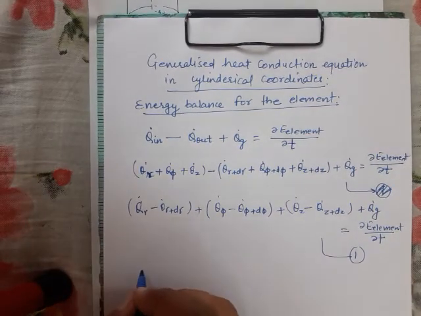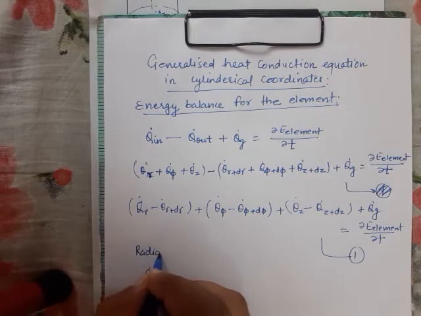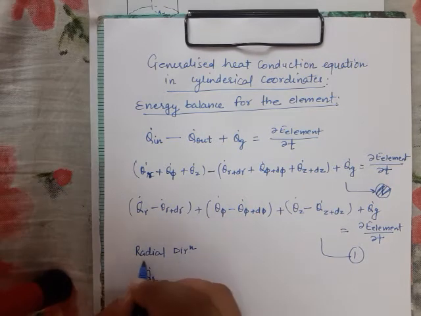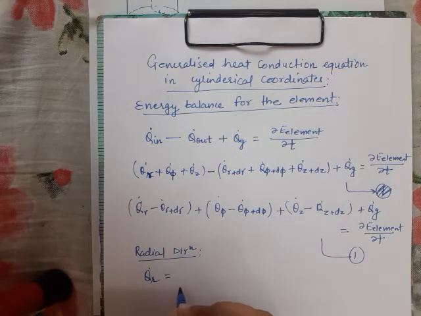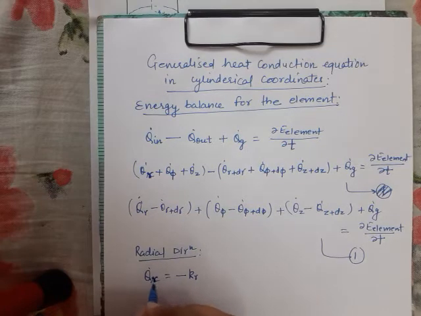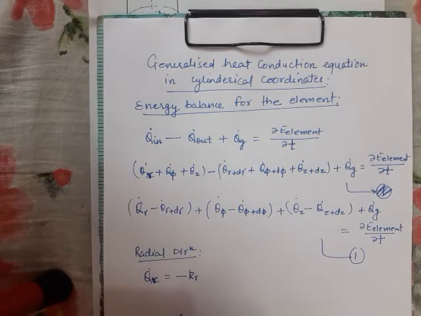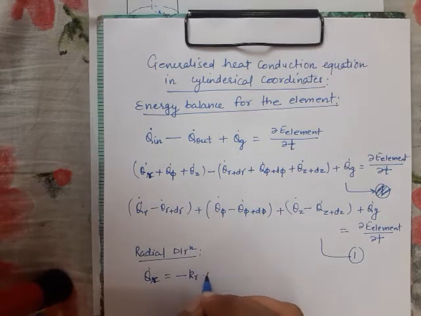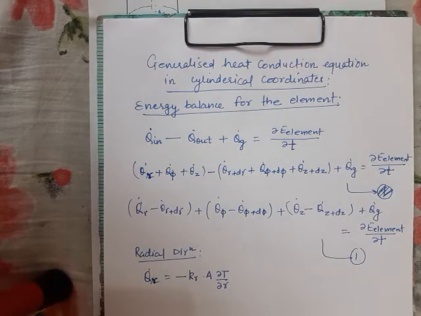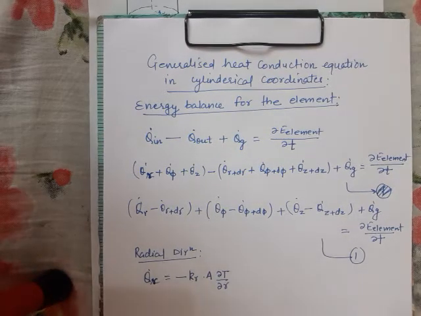Now let's consider Q dot R, taking the radial direction. From Fourier's law of heat conduction, Q R can be written as minus K R, where K R is the thermal conductivity in the radial direction, multiplied by area, del T by del R. Please note.